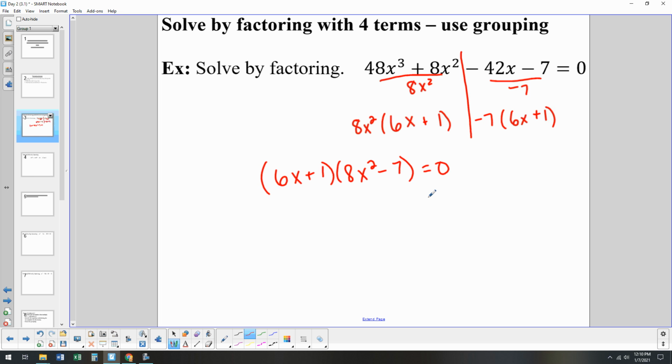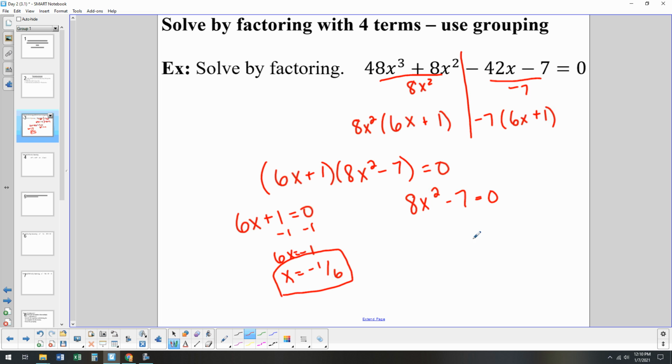So this is equal to 0. And there's something called the zero product property, which is why we're allowed to do this, that says as long as one factor is equal to 0, the entire polynomial is equal to 0. So if I just set 6x plus 1 equal to 0, and I solve that, that value will make the entire polynomial 0. I'm also going to take the other factor, the 8x squared minus 7, and set that equal to 0, because these will also make the polynomial 0.